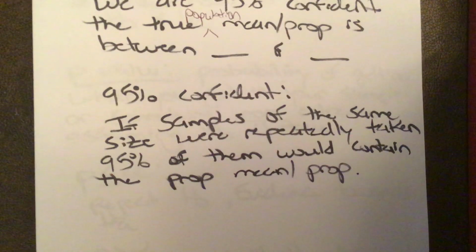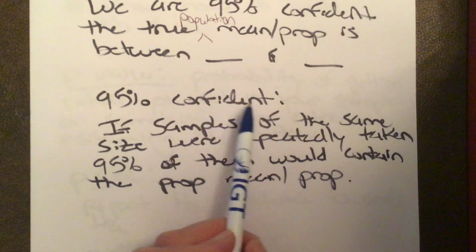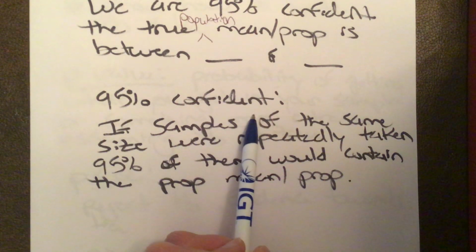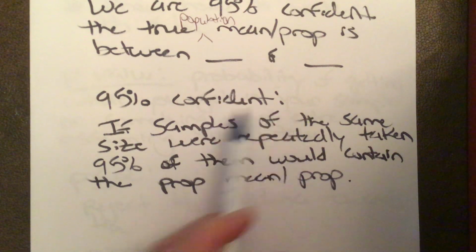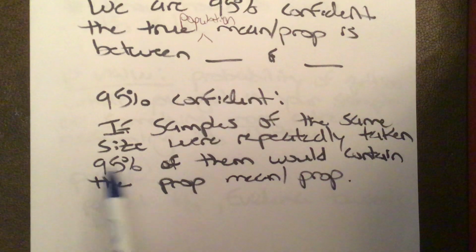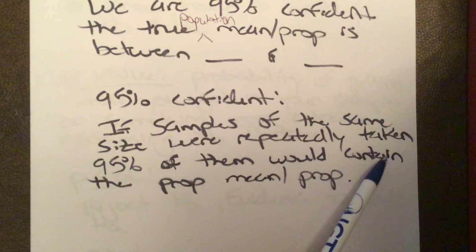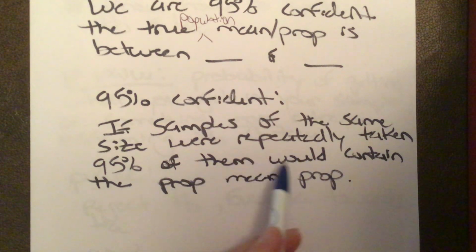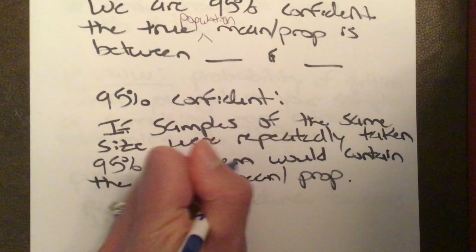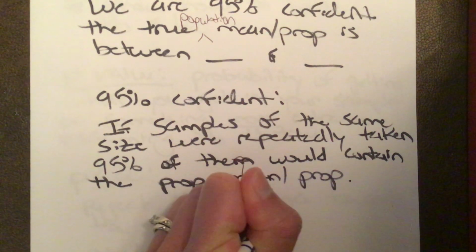Another thing to make sure you know is if they ask you, what does it really mean to be 95% confident? This is a hard one to remember. But if we're 95% confident, it's if samples of the same size were repeatedly taken, 95% of them would contain, 95% of the confidence intervals.